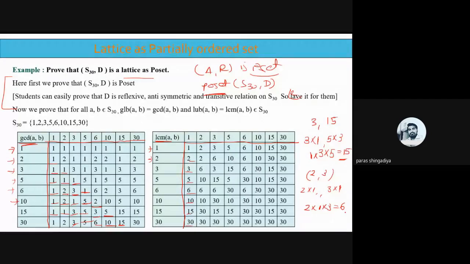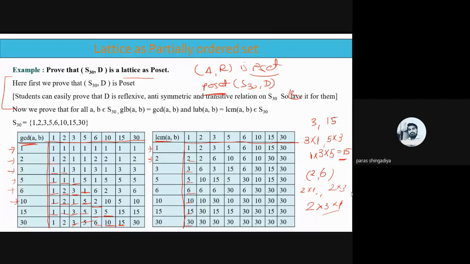Then 2 with 5, the answer is 10. Okay, 2 into 5 into 1, that is 10. Now the LCM of 2 and 6. What is the answer for 2 and 6? That is 2 into 1, and here the product is 2 into 3, that is 6. Since 2 is considered 2 times, use it here only one time. So it will become 2 into 3 into 1. Okay, so the answer is 6. So the LCM of 2 and 6 will be 6.